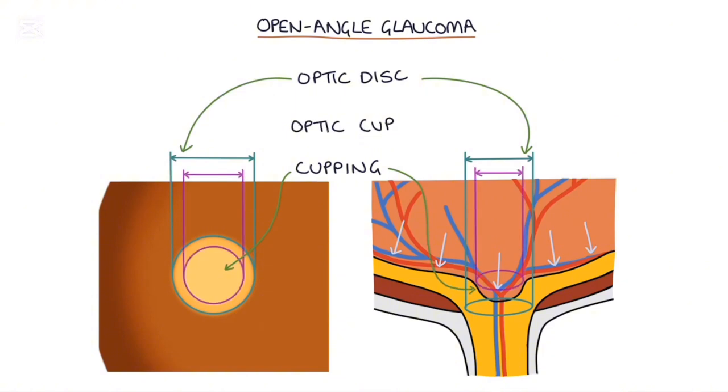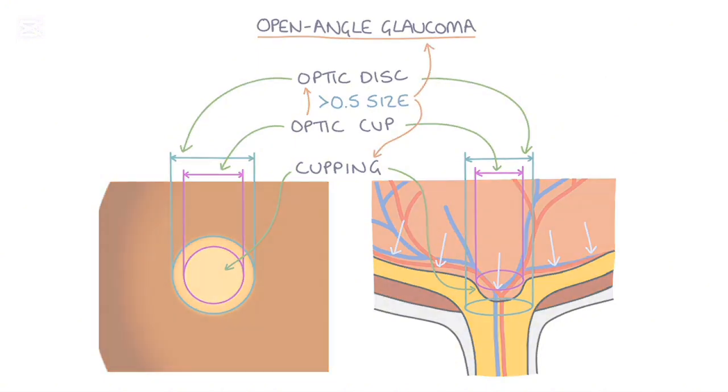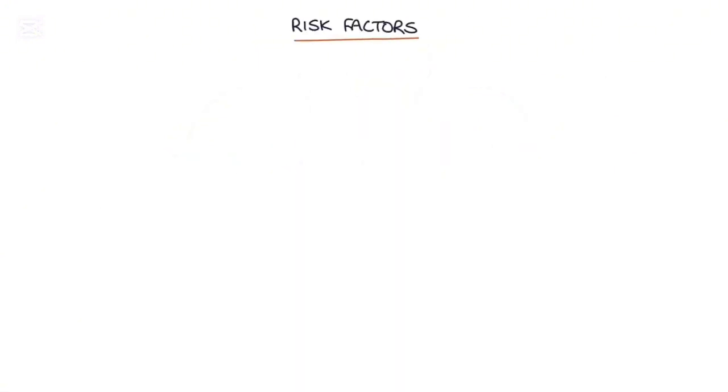An optic cup greater than 0.5 the size of the optic disc is abnormal. So if the optic cup is more than half the size of the optic disc, this suggests cupping and could indicate glaucoma. So what are the risk factors for open-angle glaucoma?